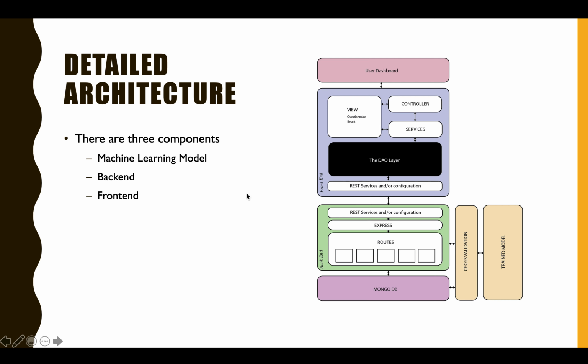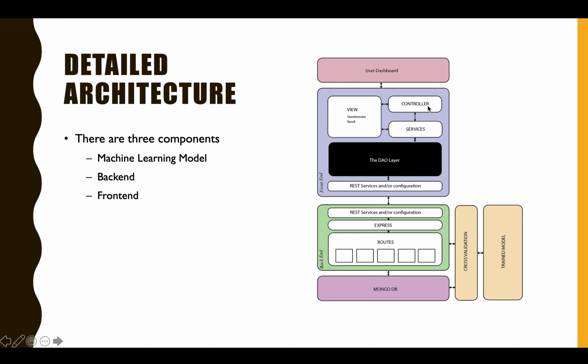The detailed architecture has three components. One is the machine learning model that we talked about, and then the back end and front end. So the back end is Express.js coupled with Node.js. All of the routes are exposed using Express.js. And then the front end should be very typical, as in any traditional contemporary front-facing frameworks like React and Angular.